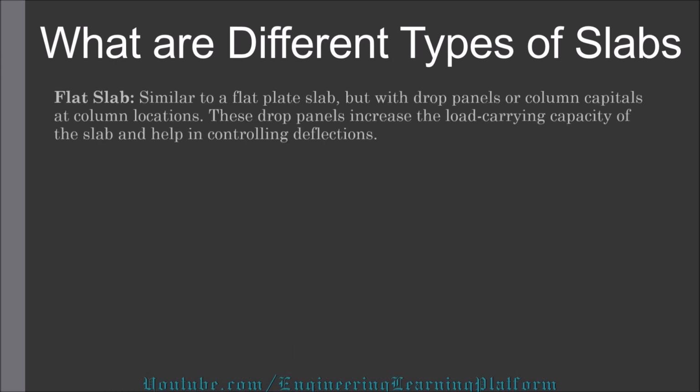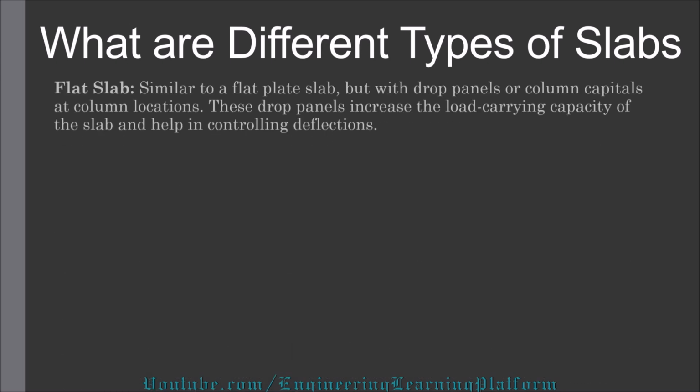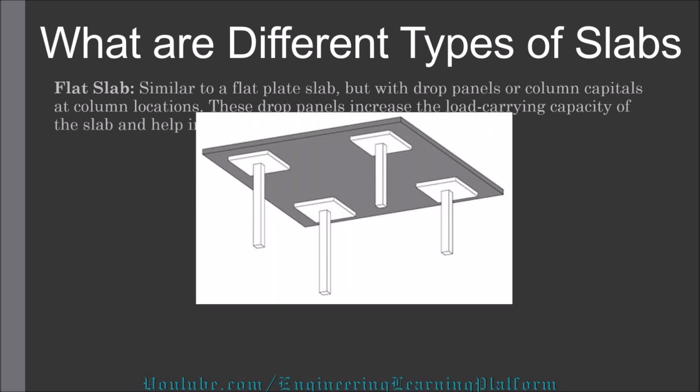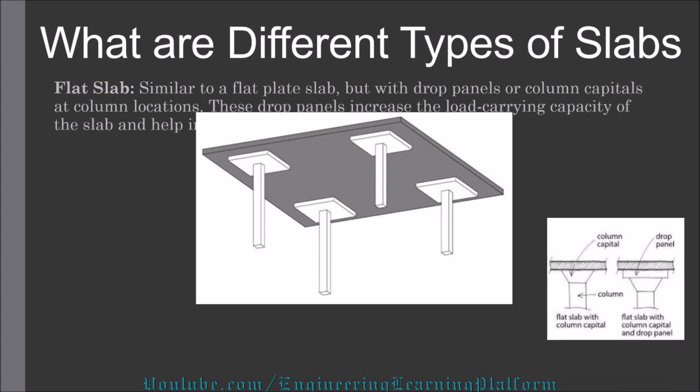The next type of two-way slab is flat slab. Similar to a flat plate slab, a flat slab has drop panels or column capitals at column locations. These drop panels increase the load carrying capacity of the slab and help in resisting punching shear. So these are the drop panels, and we have also shown column capital. Sometimes these two structural elements are provided in order to control the punching shear effect on the slab, since the design of the flat slab is mostly governed by the punching.